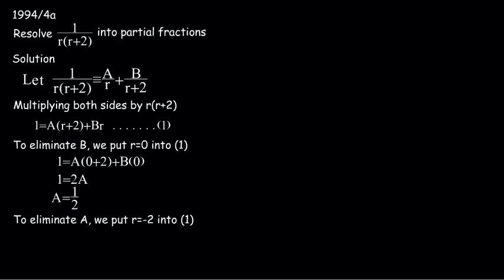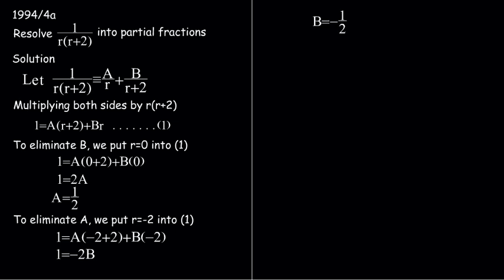The next step, to eliminate a, we put x equals minus 2 into equation 1. Now, substituting x for minus 2 in equation 1, it becomes 1 equals a in bracket minus 2 plus 2 plus b in bracket minus 2. A in bracket minus 2 plus 2 will cancel out because minus 2 plus 2 is 0. So we'll be left with 1 equals minus 2b. Dividing both sides by minus 2, it becomes b equals minus 1 over 2. So therefore, our a is equal to 1 over 2 and our b is equal to minus 1 over 2.